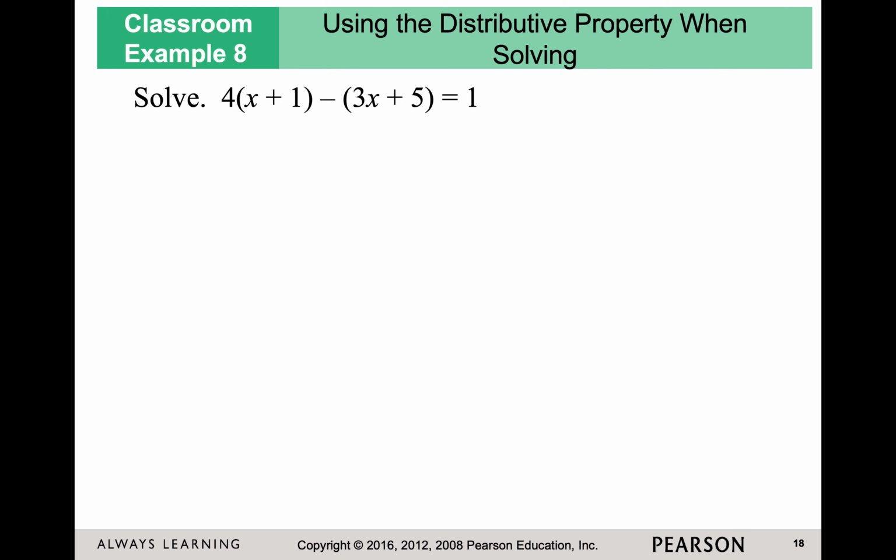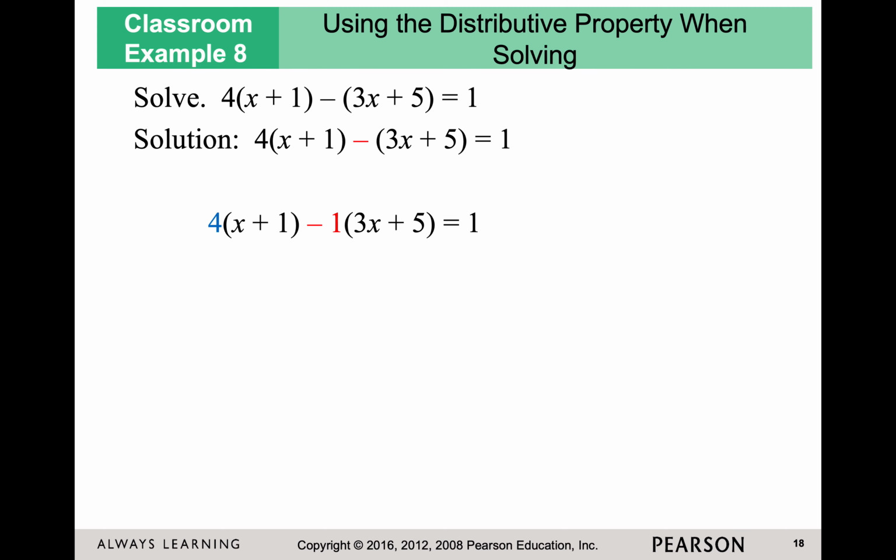And in our last example, we have the distributive property. Remember, that means that everyone has to be multiplied by 4 in the first set, and then in the second, everyone has to be multiplied by negative 1. So when I complete that multiplication, this is what I wind up with.